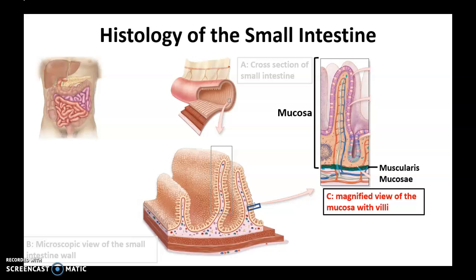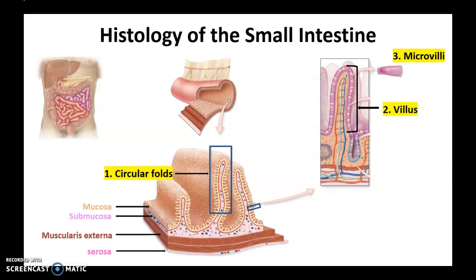With this information, I want my students to remember that in the small intestine, we do see all 4 tunics, and there are specific modifications like circular folds and villi that increase the surface area for digestion and nutrient absorption.